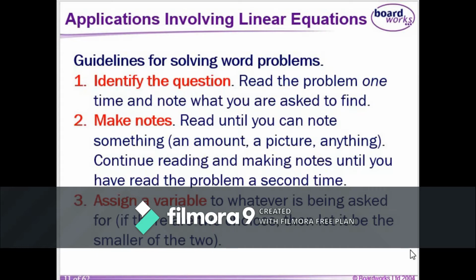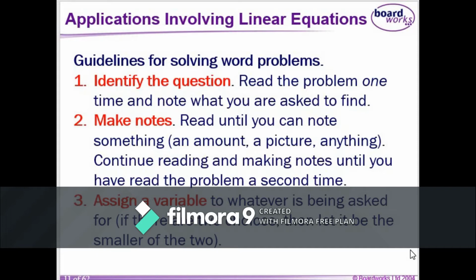So better that you have pen and paper for this, and then you really understand the paragraph or the word problem. Make notes. So read until you can note something, an amount, a picture, anything that is being asked in the word problem. Then continue reading and making notes until you have read the problem a second time.